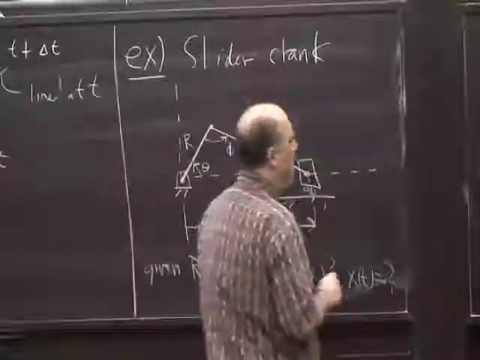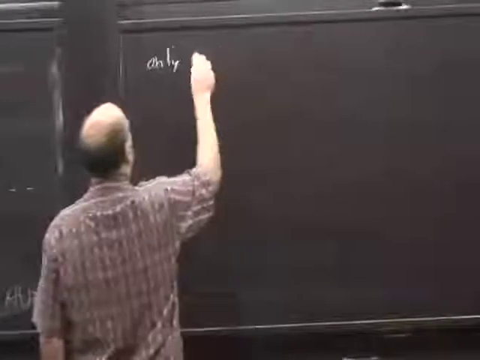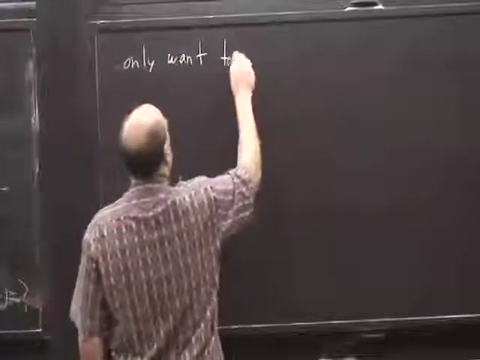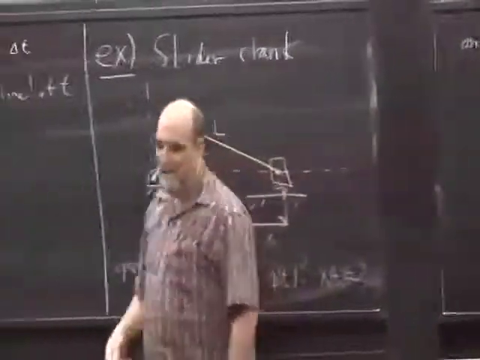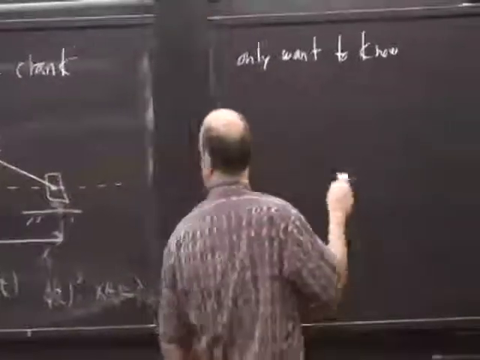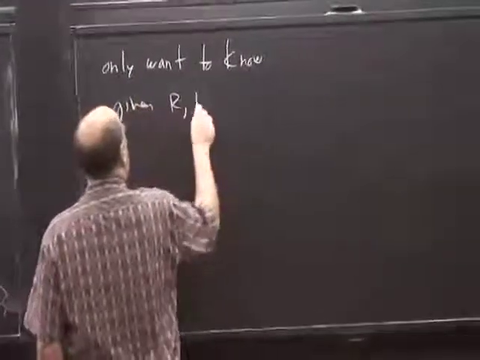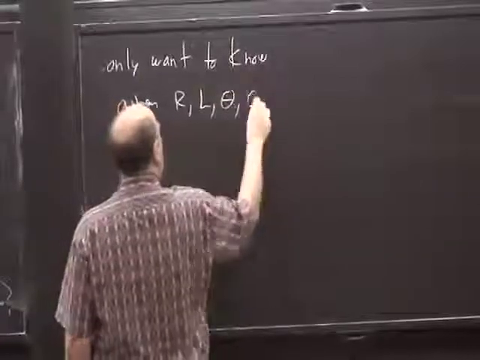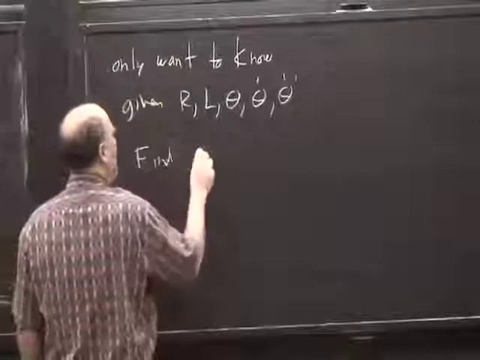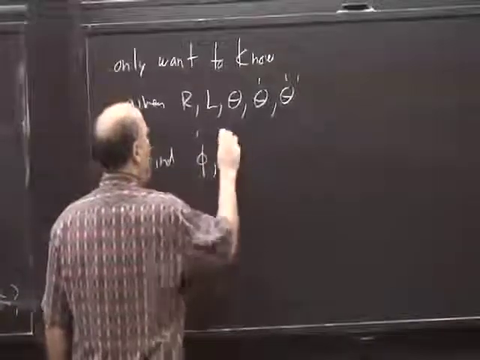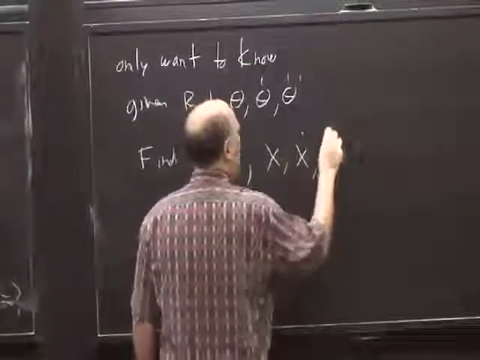But really, we don't care about these things in detail. We only want to know at one instant in time, so we can do our mechanics at one instant, then we can do it at a whole sequence of instants. But what we really want to say is, given R, L, and theta dot, and theta double dot, we want to find, say, phi dot, phi double dot, X, X dot, and X double dot.